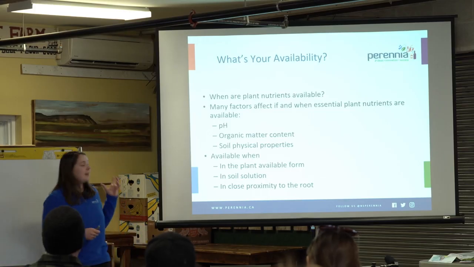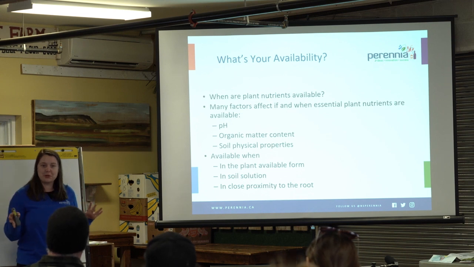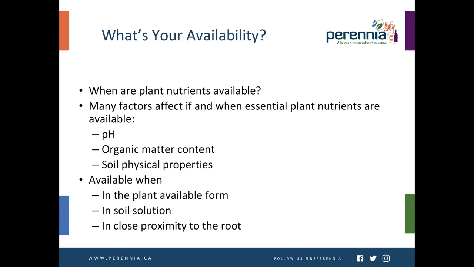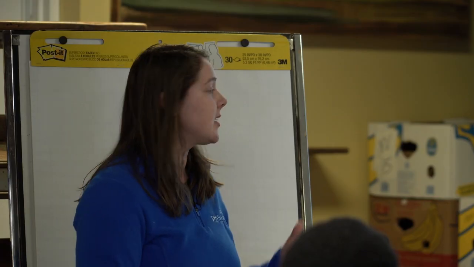So I've said available a few times, so when you think about your nutrients, you want to think about their availability. So when are your plant nutrients available? And when I say available, that means that the plant can take them up. There are many factors that affect when nutrients are available, such as pH, organic matter, your soil physical properties. But your nutrients are available when they are in the plant available form, when they're in soil solution, and usually when they're in close proximity to the root. So I'm going to talk about those things, and as we go through, I'll come back to those three topics a lot.